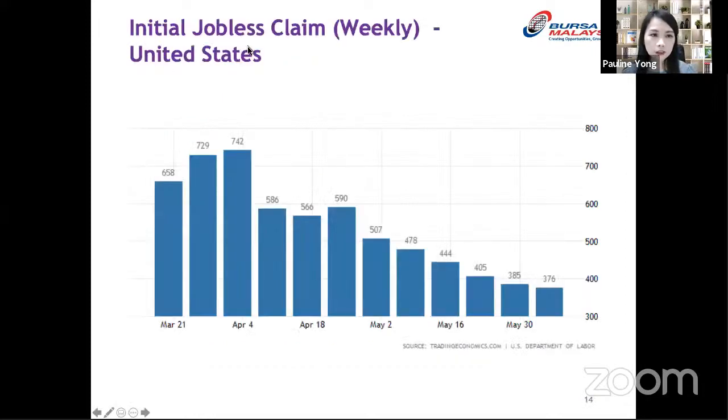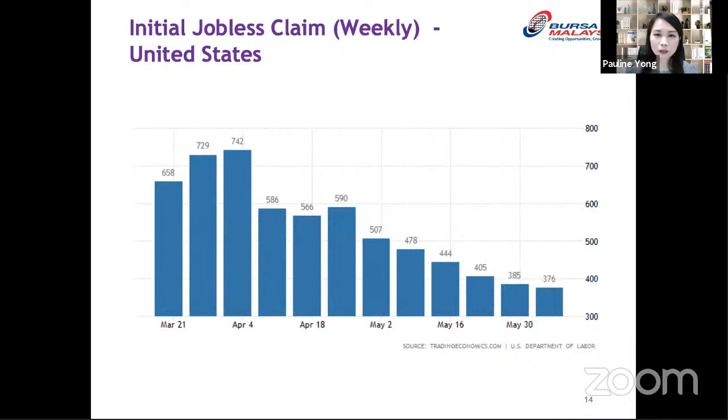So this is the initial jobless claim for the US, on a weekly basis. As you can see, as long as it is on a declining trend, it is good for the US. That means this initial jobless claim is like our SOCSO claim. You know, with our SOCSO claim, you can claim unemployment benefit, right? So if more people claim SOCSO, that means a lot of people are out of a job. So it's no good. So we should see the jobless claim reducing, then the economy is doing well.